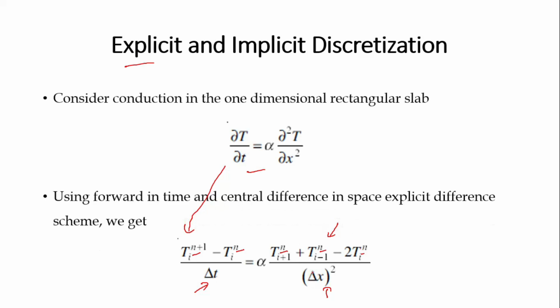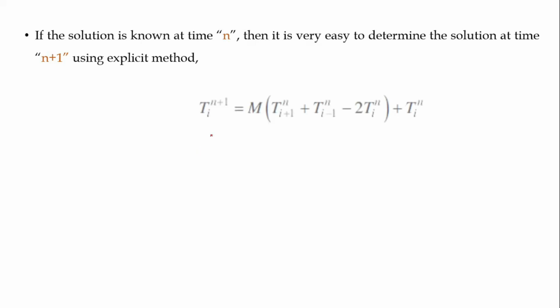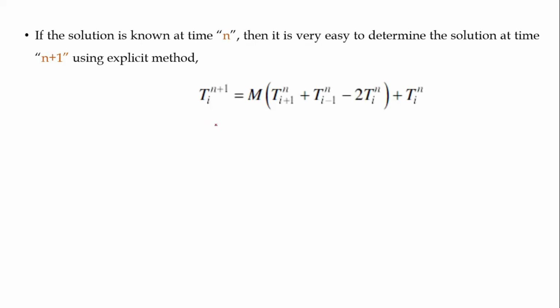This equation is simplified here as Ti at n plus 1 equal to Ti at n plus m times the bracket. Here m is nothing but all the constants combined into one: alpha del t over del x squared, where del t is the space in the time domain and del x is the space in the distance domain. I'll be rewriting this equation plainly.